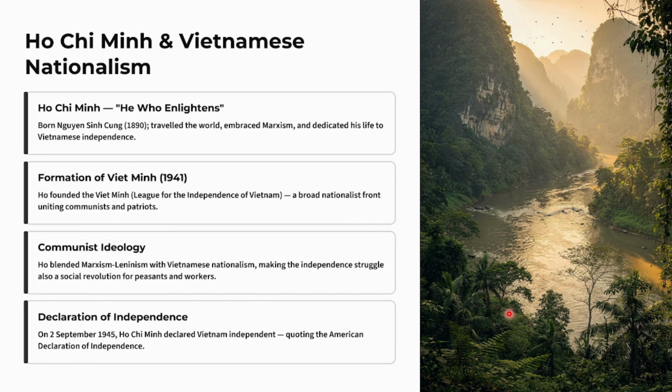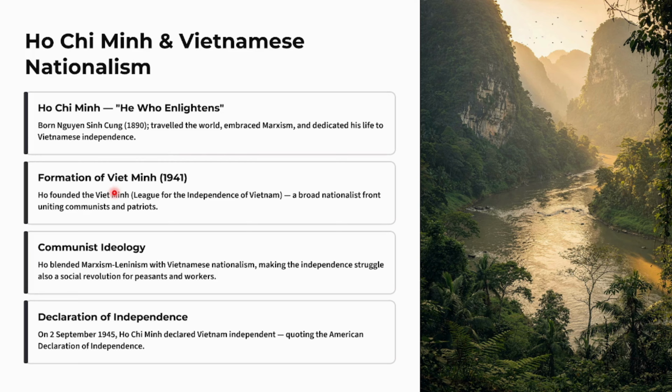So Ho Chi Minh, okay, and Vietnam's nationalism. Ho Chi Minh, so he who enlightens, that is the meaning. So born Nguyen Sinh Cung in 1890, he traveled the world, embraced Marxism, and dedicated his life to Vietnam's independence.